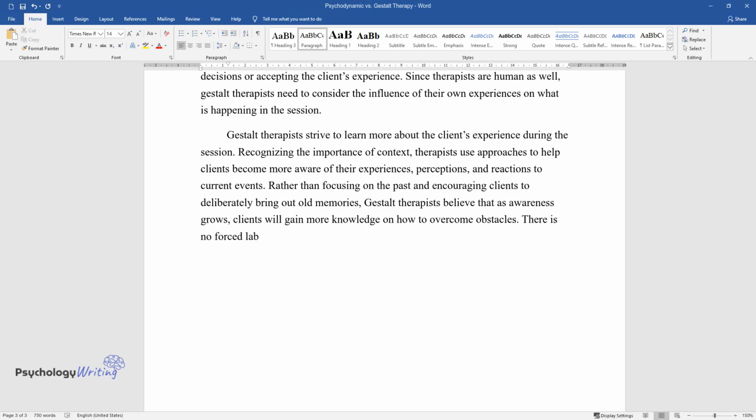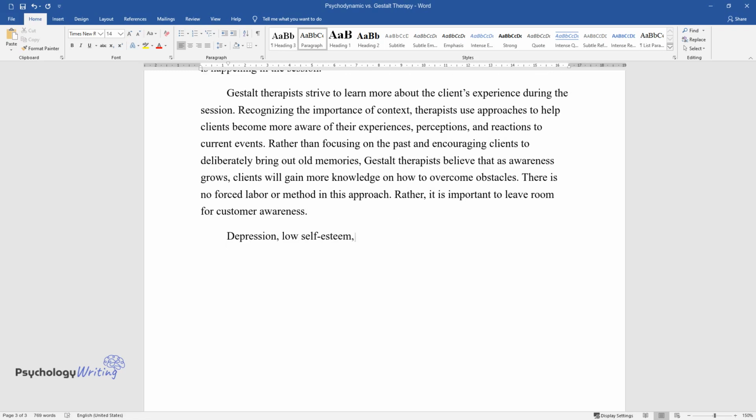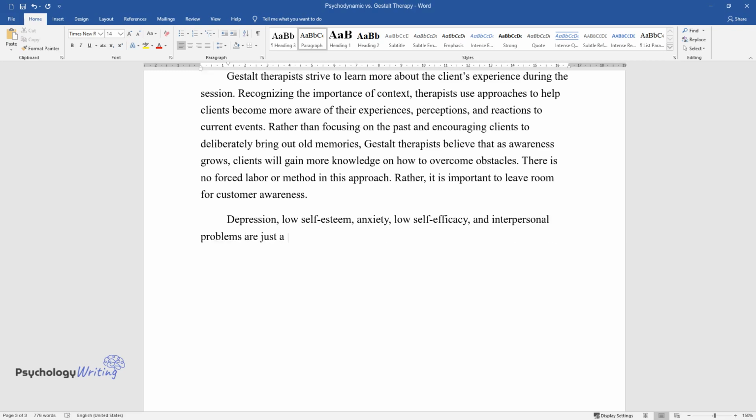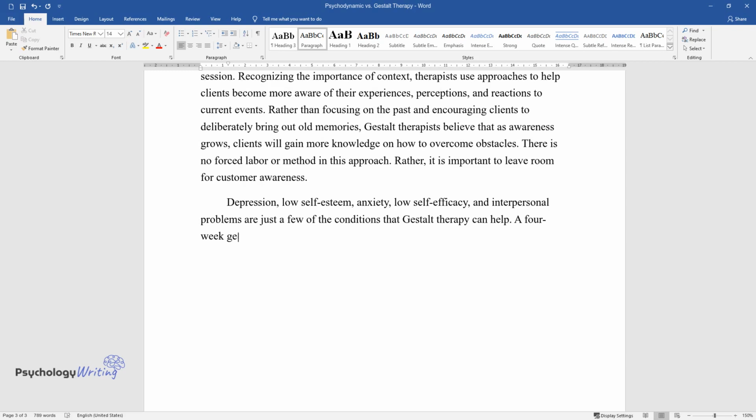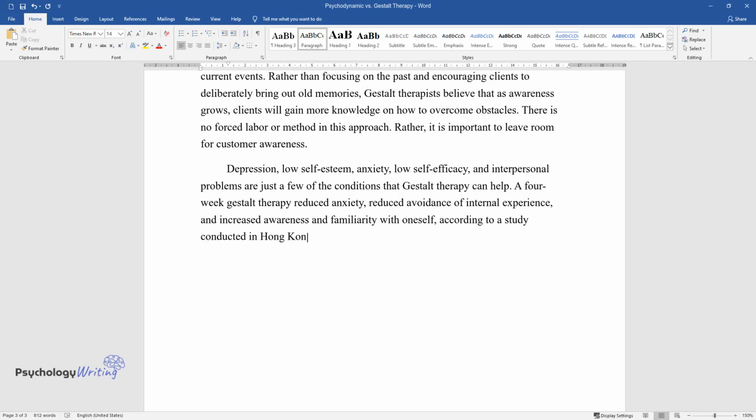There is no forced labor or method in this approach. Rather, it is important to leave room for client awareness. Depression, low self-esteem, anxiety, low self-efficacy, and interpersonal problems are just a few of the conditions that Gestalt therapy can help. A 4-week Gestalt therapy reduced anxiety, reduced avoidance of internal experience, and increased awareness and familiarity with oneself, according to a study conducted in Hong Kong on anxious adults.